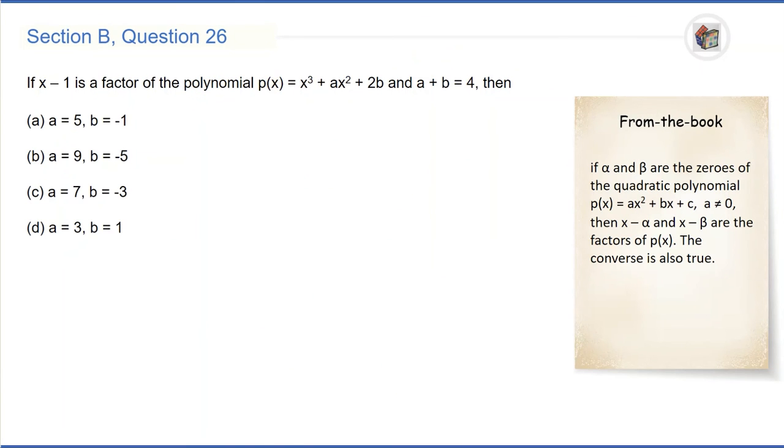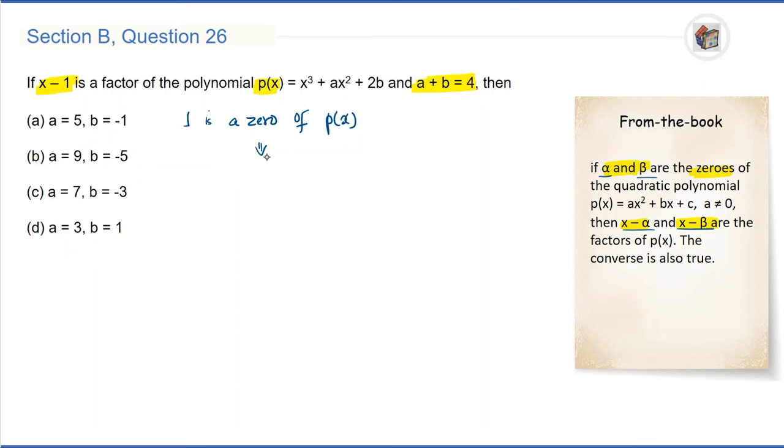Question 26. If x minus 1 is a factor of the polynomial px and a plus b is 4, then we have to find the values of a and b. Well, we have to understand the connection between a factor and a zero. So this is a page from your book which talks about quadratic polynomials, but you can extend it to any kind of polynomial. So if alpha and beta are the zeros of any polynomial, then x minus alpha and x minus beta are factors. So just see how alpha goes with x minus alpha, beta goes with x minus beta.